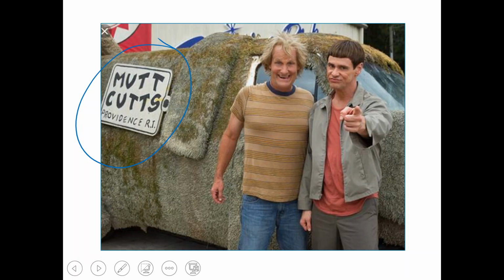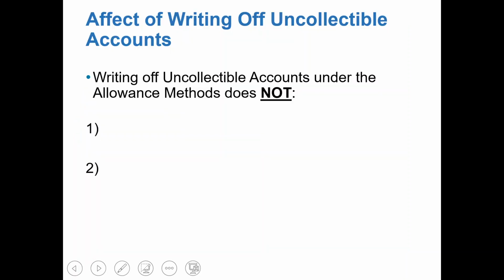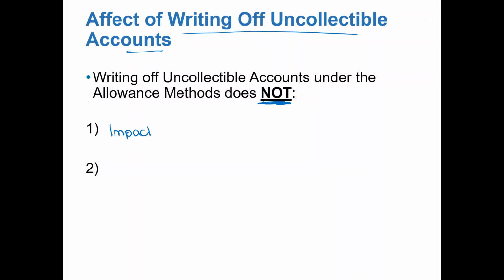Here's our Mutt Cuts guys again. So that's always the case when we write off accounts receivable or the uncollectible amounts. It does not, first off, impact net AR, as we just saw, because we reduced the accounts receivable and the AFTA by the same amount. So no net AR change. And it also does not impact net income.